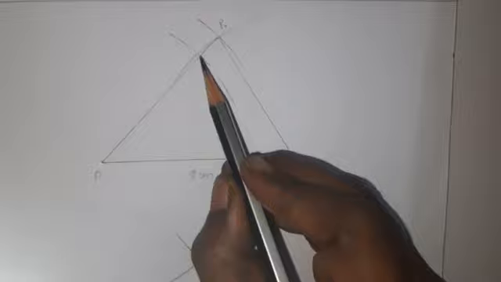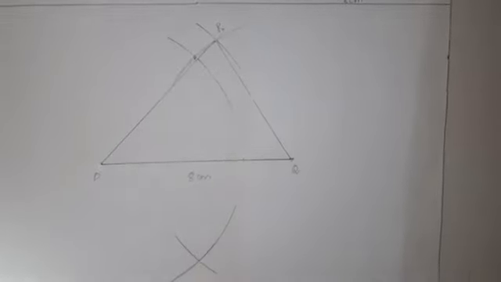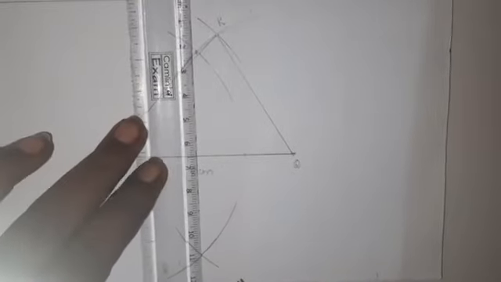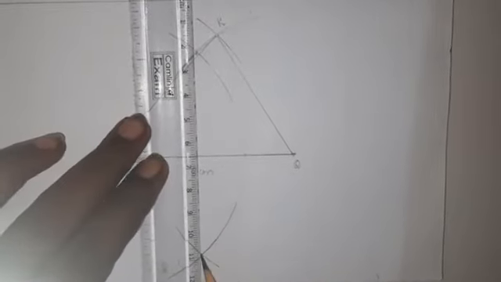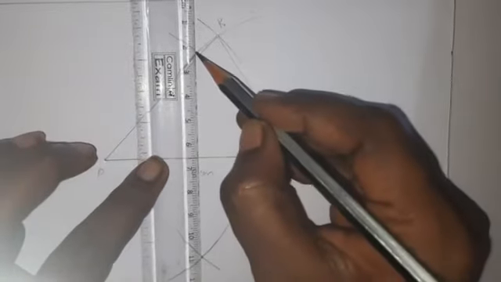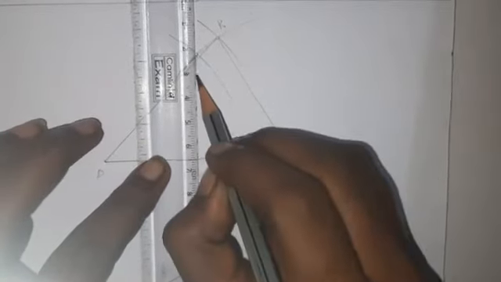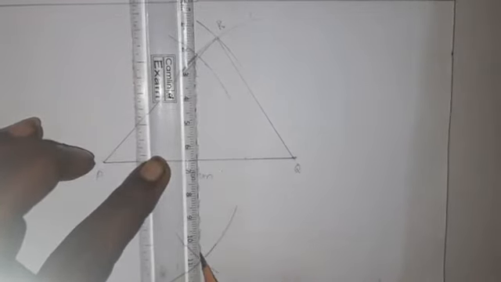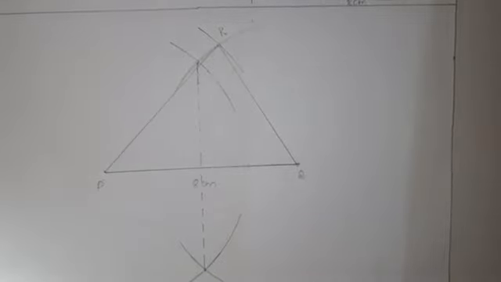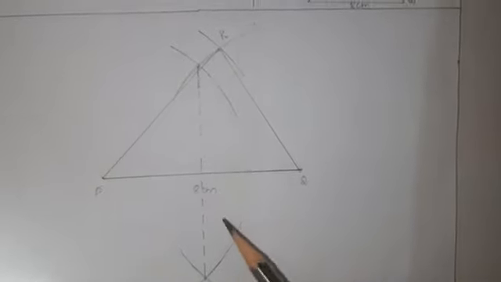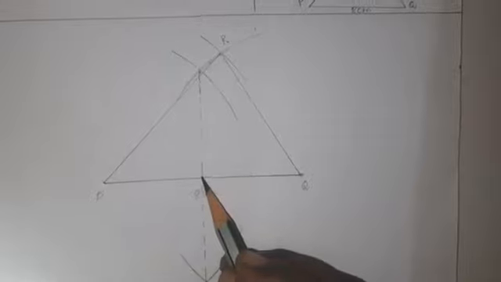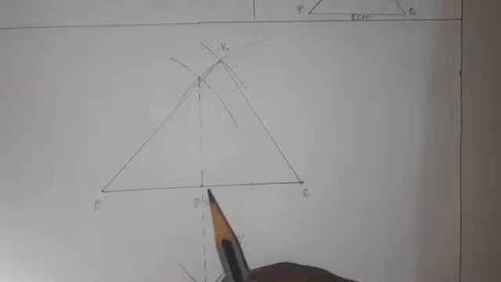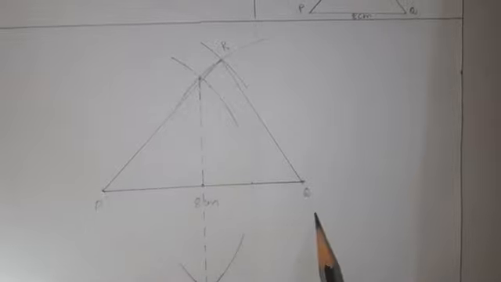After that, both arcs are intersecting. Now here make a dot, here also make a dot, and keep the scale and connect these 2 points with a dotted line. I am connecting. Okay, this is the perpendicular bisector line. The perpendicular bisector will divide PQ into two equal halves. So this is the midpoint of PQ.